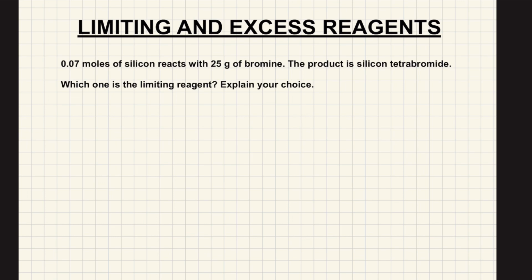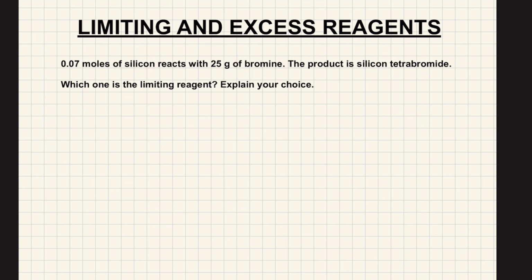So here is the problem. 0.07 moles of silicon reacts with 25 grams of bromine. The product is silicon tetrabromide, okay? Which one is the limiting reagent? So which one, silicon or bromine, is the limiting reagent?